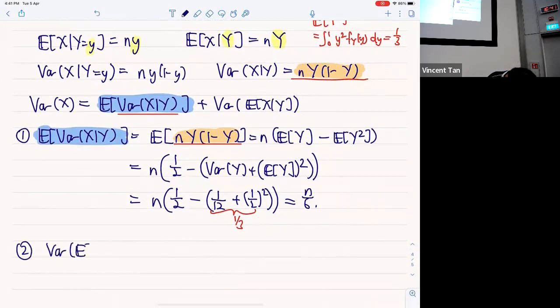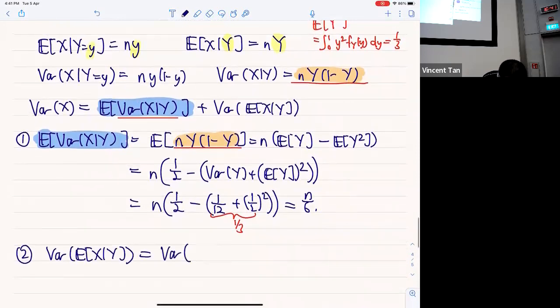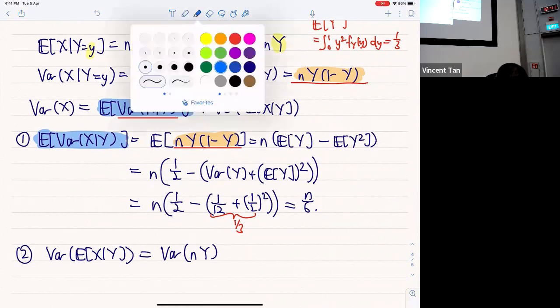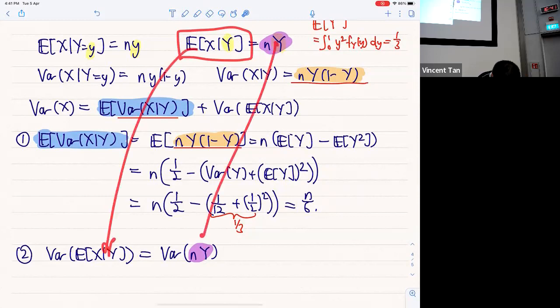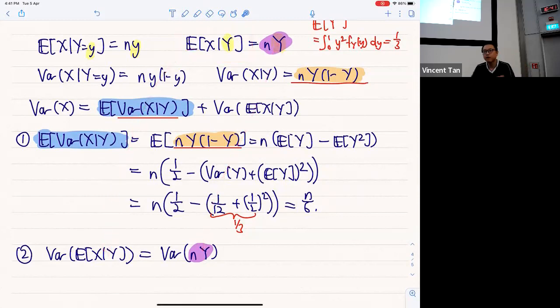The variance of the expectation value of X given Y. Now that is a variance. Well, this is n times Y. Where did this come from? I didn't pull it out of thin air. It comes from here. You see? We're just plugging the definition of the expected value of X given Y random variable inside here. So we just bring it down here. So now, the variance of nY. Who can tell me how to simplify this?